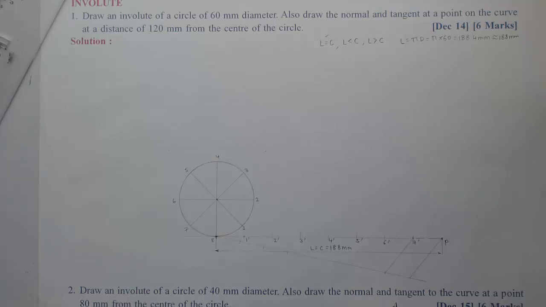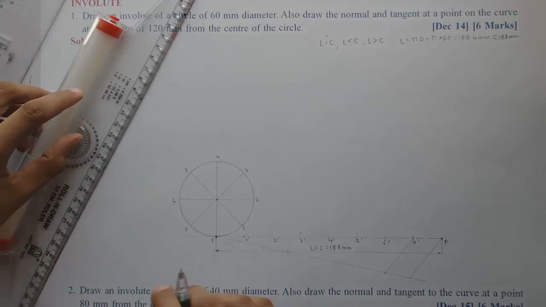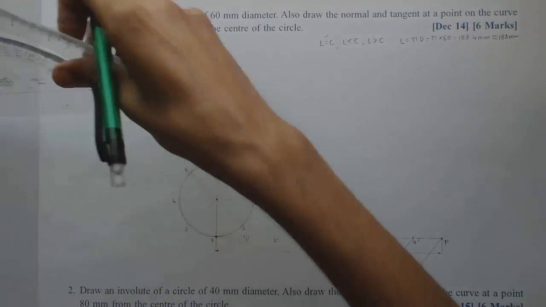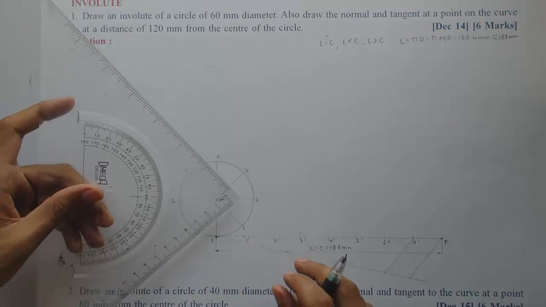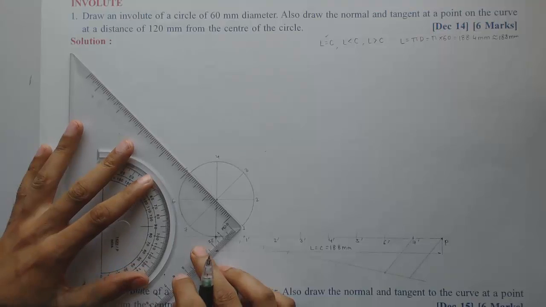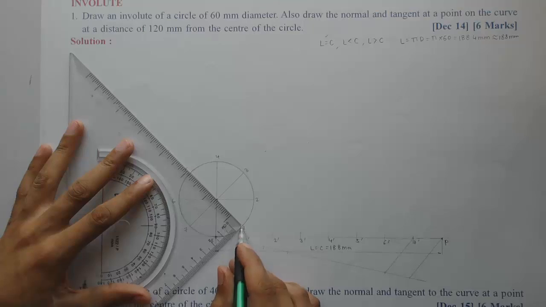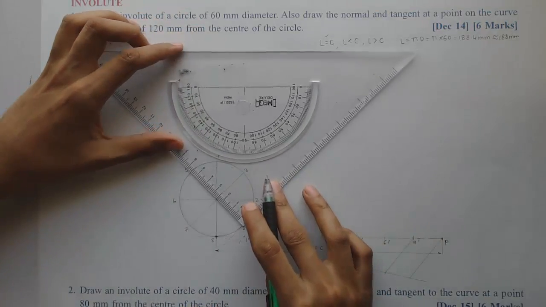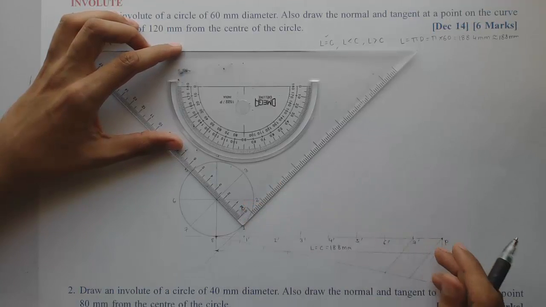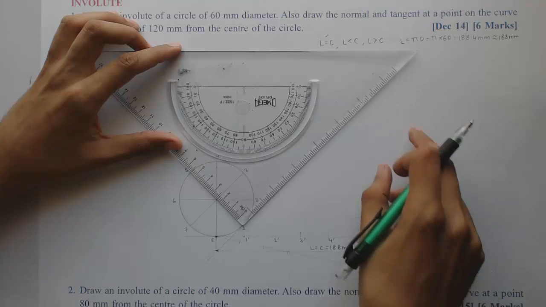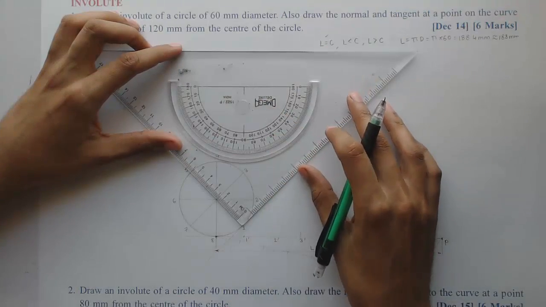So for that, the method is to draw the tangents at each point. So I'll draw the tangents at each division 1, 2, 3, 4. Now the question is, where to extend these tangents, on this side or on the opposite side? Because we are going to get the point P on this side, so we need to extend the tangents on this side.